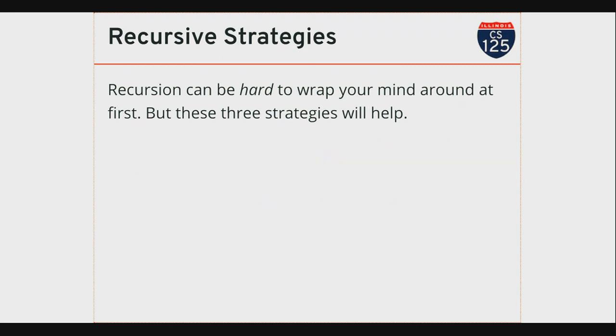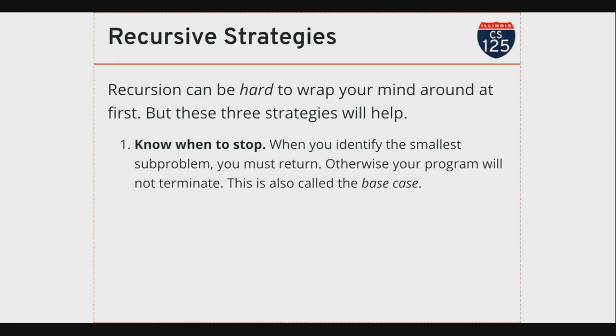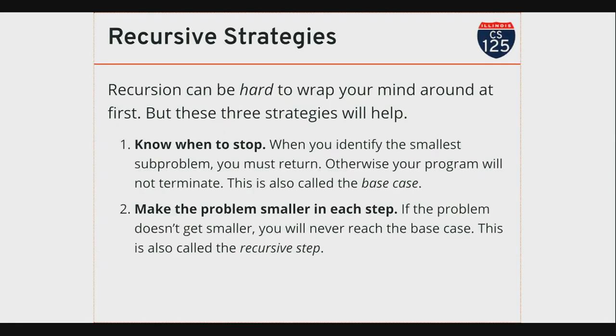So here, our base case is when current is null. That's the point where I don't call size again. I'm done. I've walked off the side of the tree and there's no nodes there to count, okay? Make the problem smaller in each step. If each step of your algorithm isn't making the problem smaller, then again, you're never going to stop. You have to make the problem smaller and smaller and smaller to eventually get to the point where you have a problem that's small enough that you can solve.